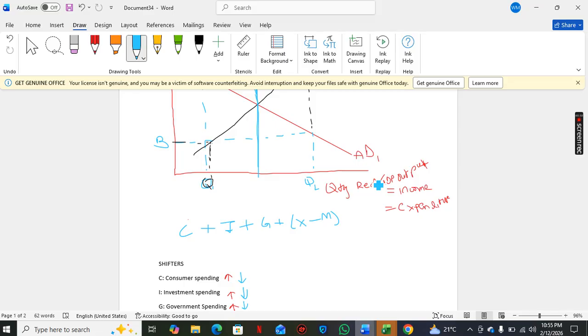One more thing, in the long run, wages and prices are flexible. Okay, wages and prices are flexible. In the short run, they are fixed. In the long run, they are flexible.